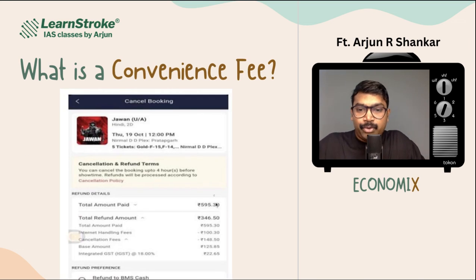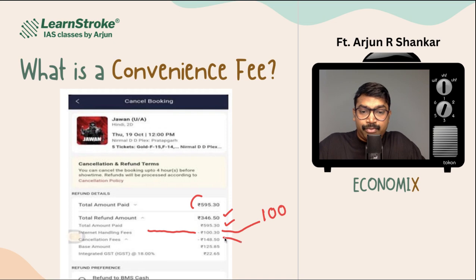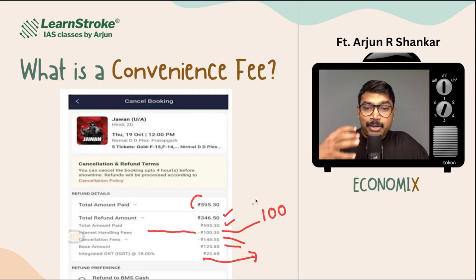See, you're booking a few tickets and the total amount is 595. If you're canceling it, 346. Total amount paid is 595. Internet handling fee, this is the convenience fee. Internet handling fee, 100 rupees is actually charged on this. Cancellation fee is 148. Base amount is 125. Integrated GST, IGST, is 22 rupees. So all this adds up to your total ticket. So it's very important that you know these concepts.